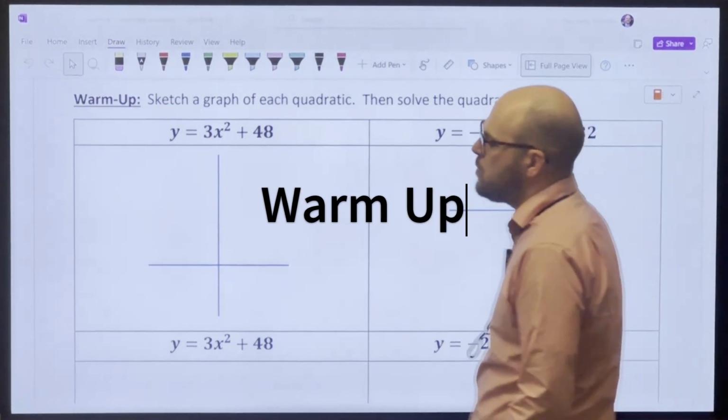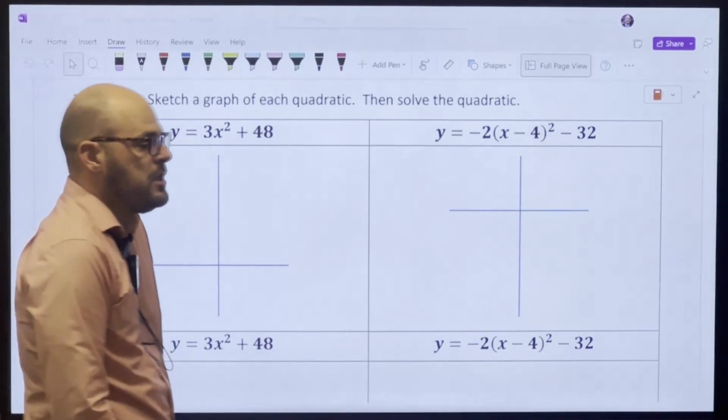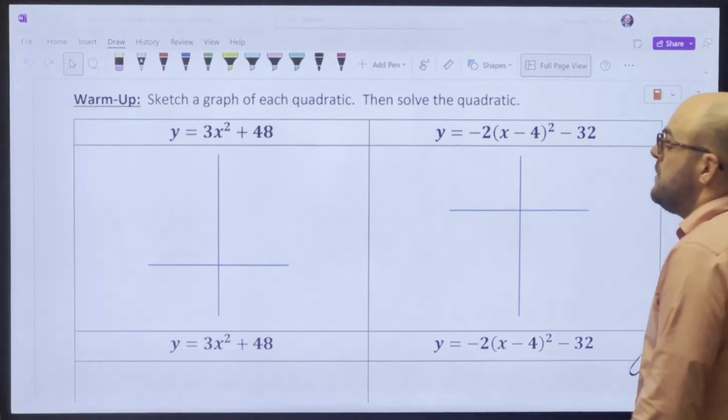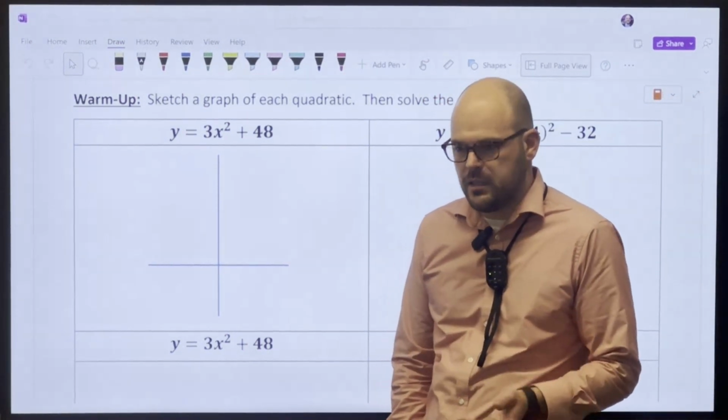Okay, so for each of these warm-up problems, I wanted you to sketch what the graph might look like. Rough sketch. There's a key thing that you're going to hopefully notice about both graphs that will then hopefully connect to your results when you try to solve it algebraically, right?